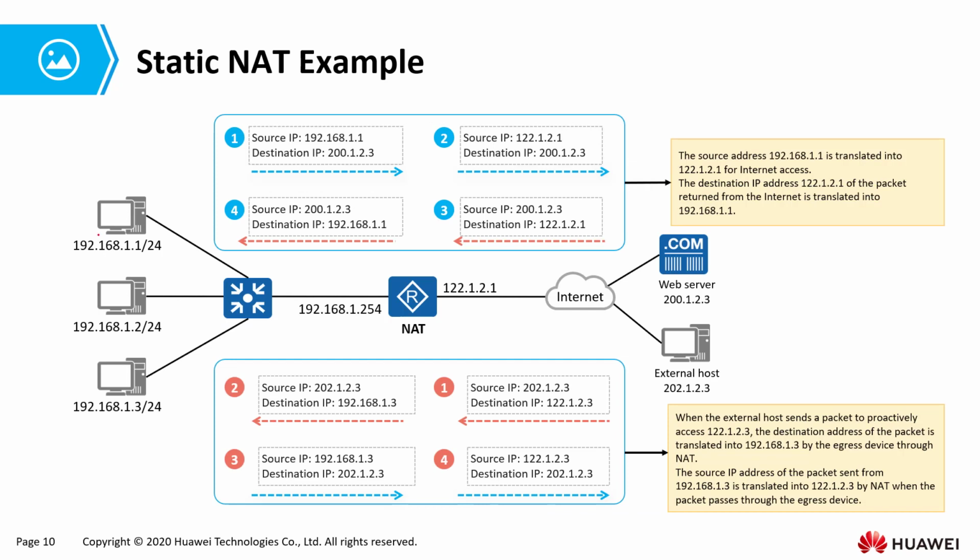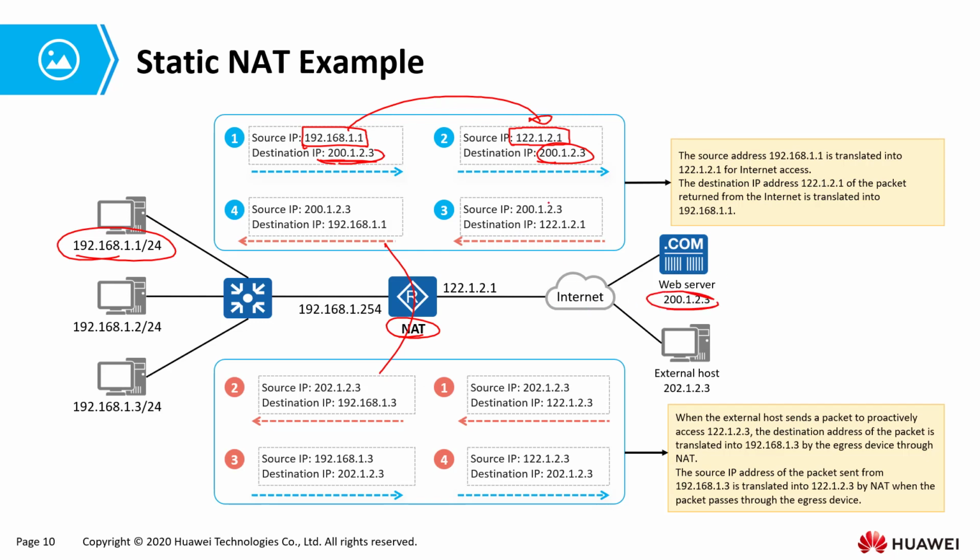So let's say host 1, in this case 192.168.1.1, tries to access the server at 200.1.2.3 outside on the internet. What's going to happen is that when this packet reaches our NAT device, which is normally the egress device that connects our intranet to the internet, the NAT device will convert the source IP 192.168.1.1 to 122.1.2.1, and the destination will remain the same because it's a public IP address. And this packet will be sent all the way to the destination, which is the web server.